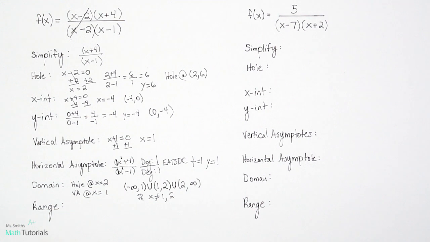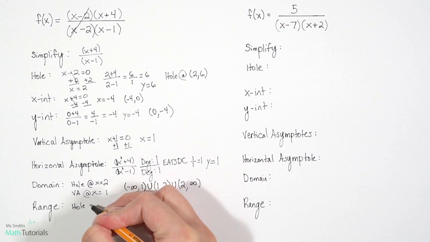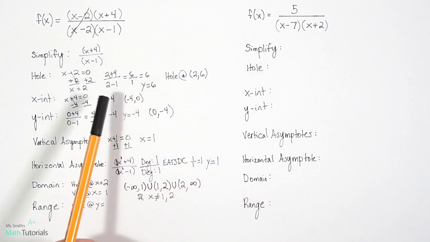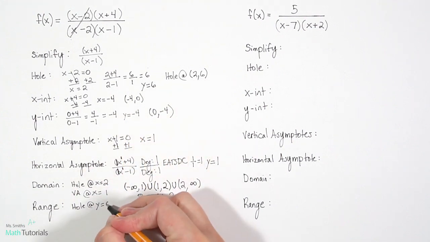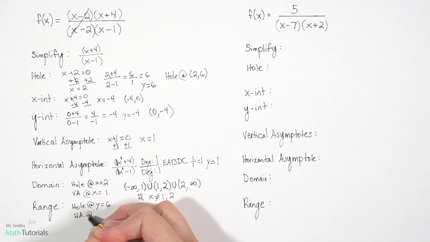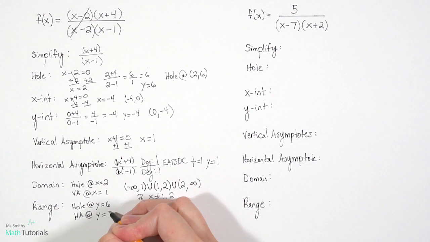Now to find our range, remember it's also all real numbers, but y cannot be the y value of whatever holes we have, and it also cannot be the horizontal asymptote. So let's think about where the hole was. So we had a hole at y equals, and the y value of the hole was 6, right? We found that there. It is 6. And the horizontal asymptote, we found it was at y equals 1.